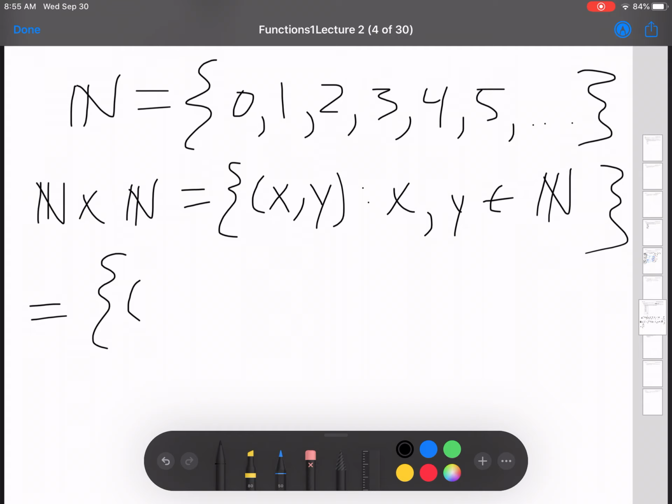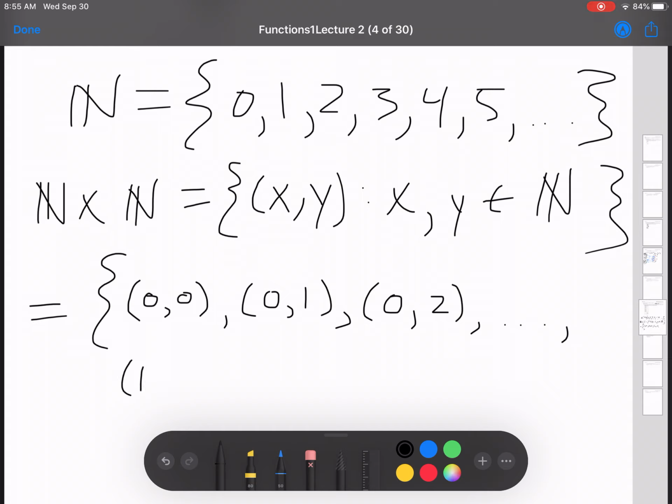So let's see, what's a natural number? Let's pick 0. Okay, 0. That works. Now 0, 1. 0, 2. Now 0, 3, right? And we could just keep going like that. 0, 4, 0, 5, 0, 6, 0, 7, on and on forever and ever.